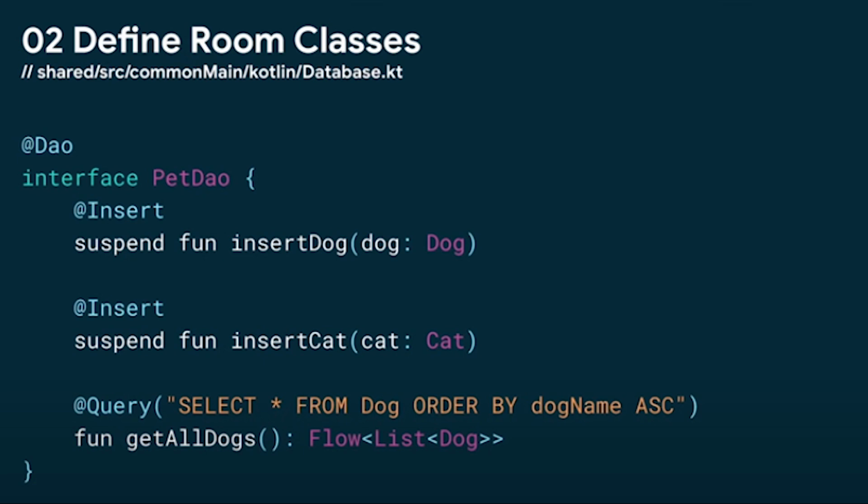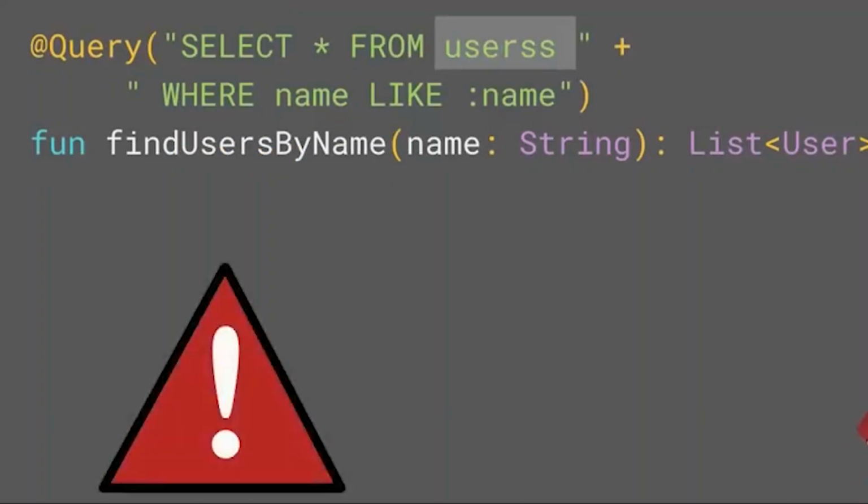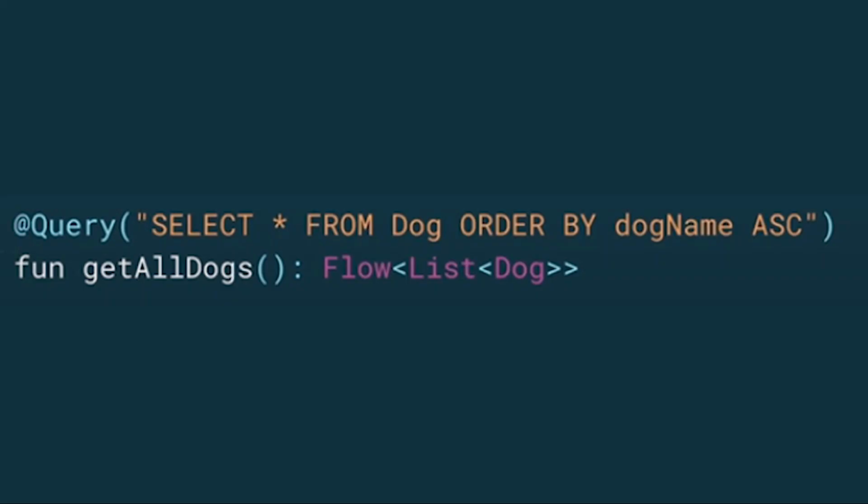Compile time verification. Room checks your SQL queries at compile time. So if there is an issue, you will catch it early during development, not when the app is running. Flow integration. Room works seamlessly with Kotlin flows, making it easier to observe database changes and automatically update the UI. Room ensures that all database operations happen safely in the background without blocking the main UI thread.